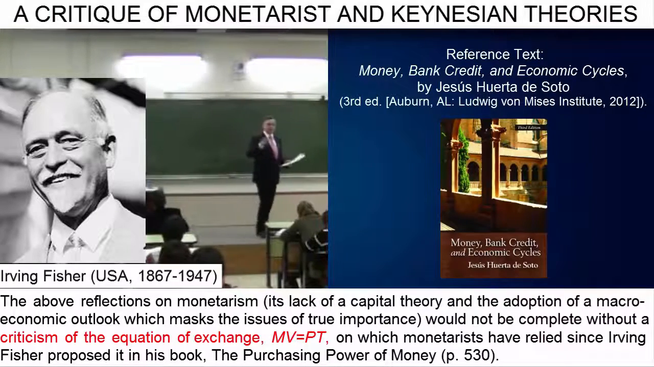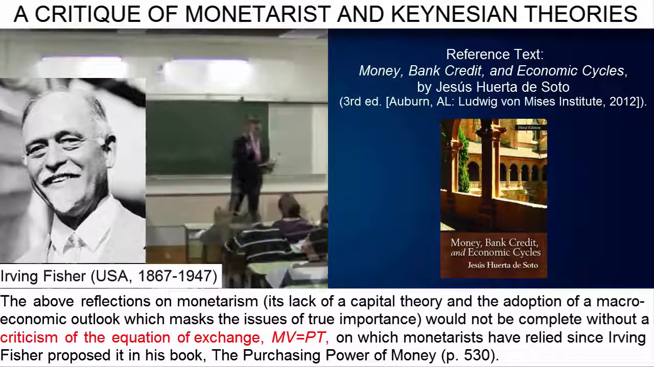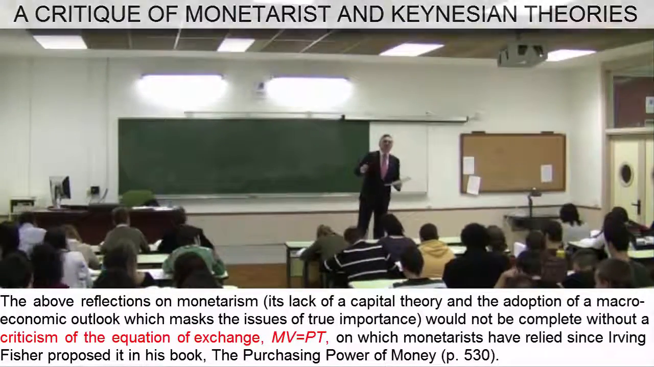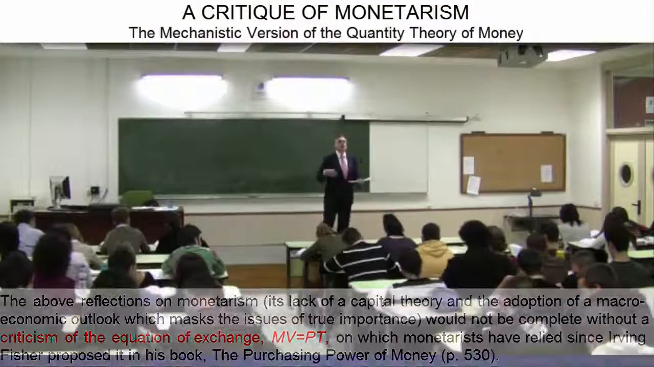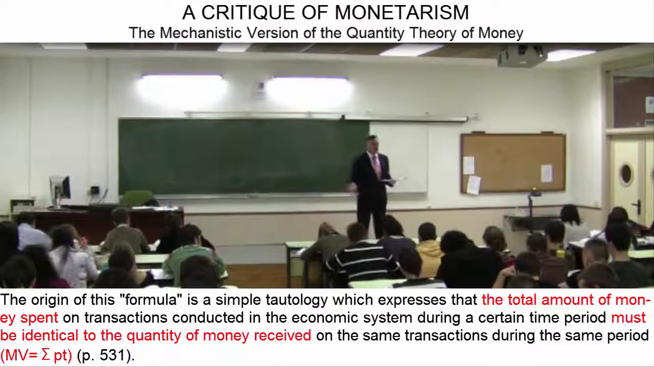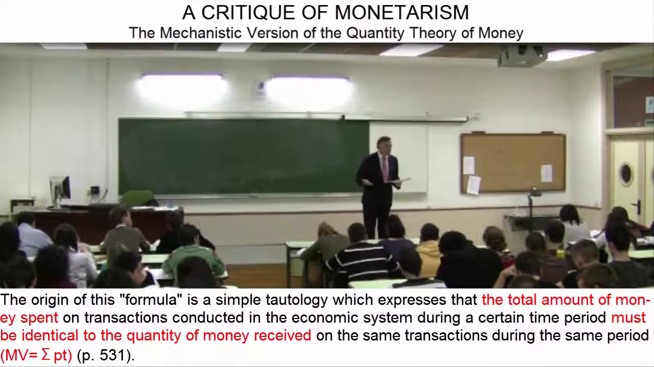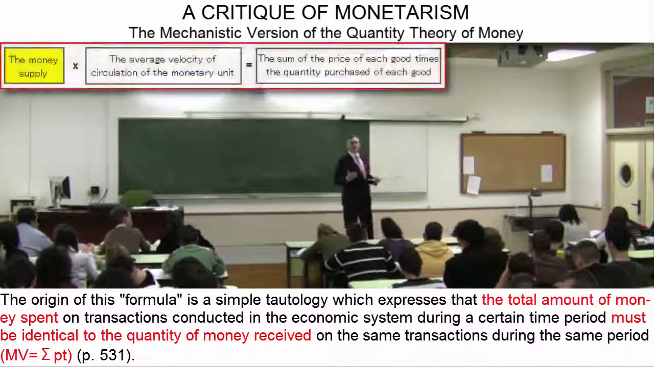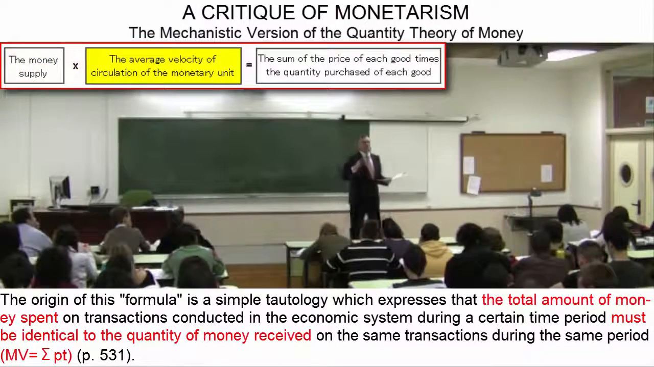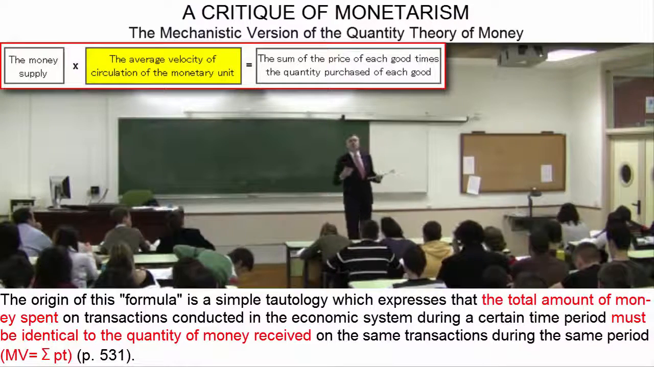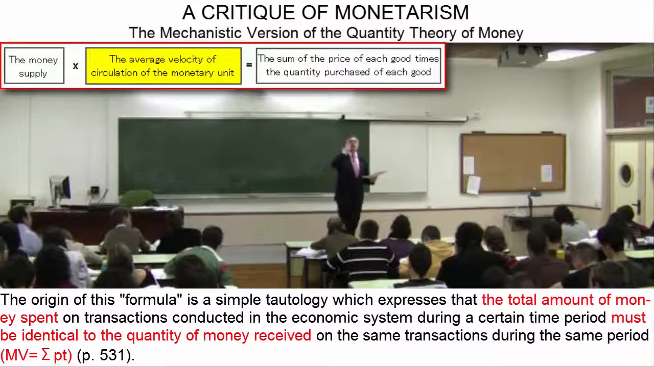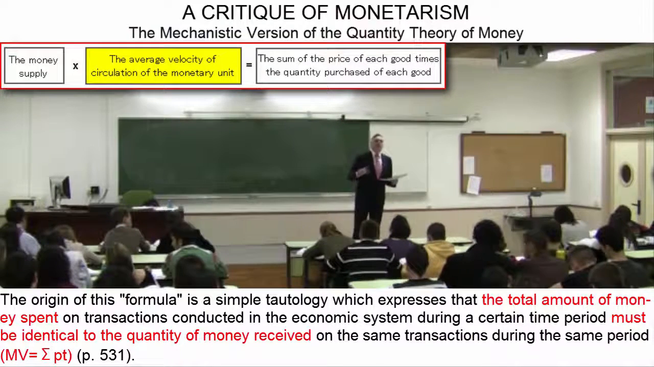Monetarists center their analysis on the so-called equation of exchange, MV equals PT, which in its most precise version is simply a tautology, or an identity that states that the total amount spent in the economic system coincides with the total amount received. On the left side, MV, M refers to the quantity of money or the money supply, and V is a statistical concept, the average velocity of circulation of the monetary unit. That is, on average, the number of times the monetary unit changes hands.